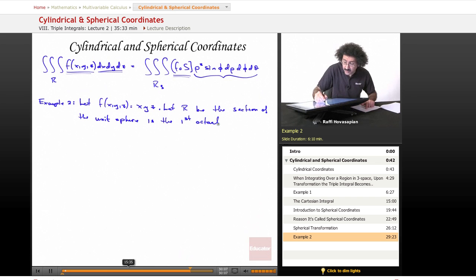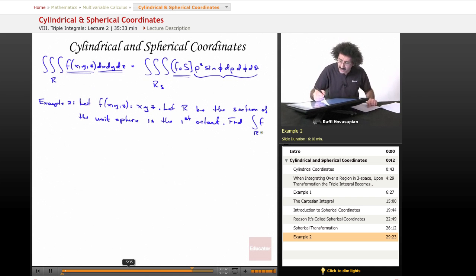So in this case, the description they gave you of the region, they didn't give it to you as an equation. They didn't tell you it's bounded by this, bounded by this, bounded by this. This time they just told you qualitatively, it's the part of the sphere in the first octant. You have to figure out what the upper and lower limits of integration are. Okay, so our task is to find the integral of f over the region R.